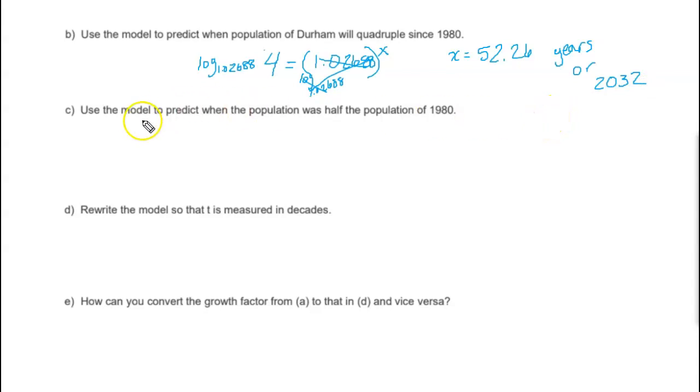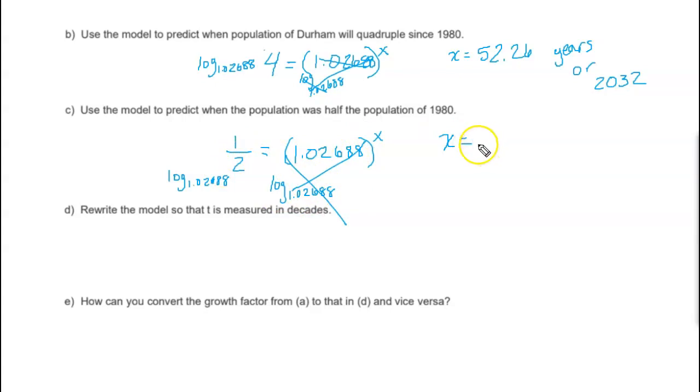Use the model to predict when the population was half the population it was in 1980. So instead of being equal to 4 times, I want to end up multiplying by half of what it was. So 1.02688 to the x power, when is that going to be equal to half? Well, I solve it the same way. I'm going to do the inverse to both sides. Log base 1.02688. These will undo one another, and I end up with x is equal to negative 26.1.